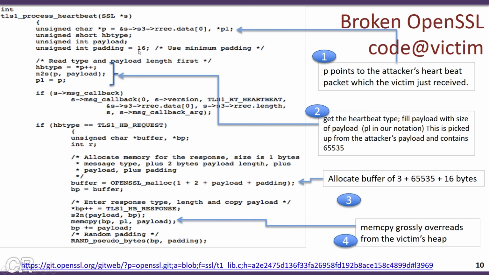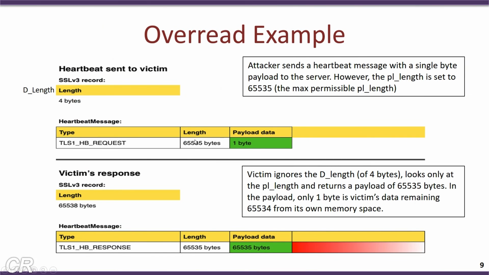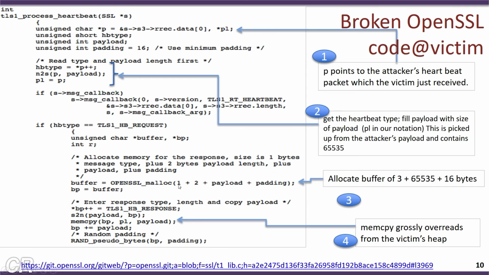Now the padding is specified as 16 bytes, and the payload is the payload length, and as we've seen over here, the payload length is 65535 bytes. Therefore, the size of the response is going to be 3 plus 65535 plus 16 bytes. The fourth critical point in this function is this invocation to memcpy. This invocation to memcpy essentially creates the response from the server back to the client. It essentially fills the recently created buffer with the payload data that the client has sent.